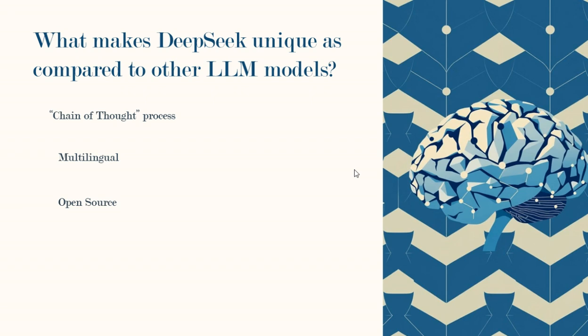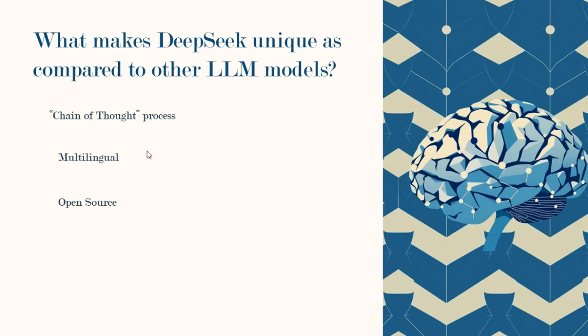The simple answer is, it works as a chain of thought process. If you have run the DeepSeek model on your phone or your system, you might have observed that when you give a query, the model actually spends considerable time thinking. This thinking time can be seconds or minutes. During this thinking time, the model is performing a step-by-step analysis through a process called chain of thought. So this is one of the unique features of DeepSeek.